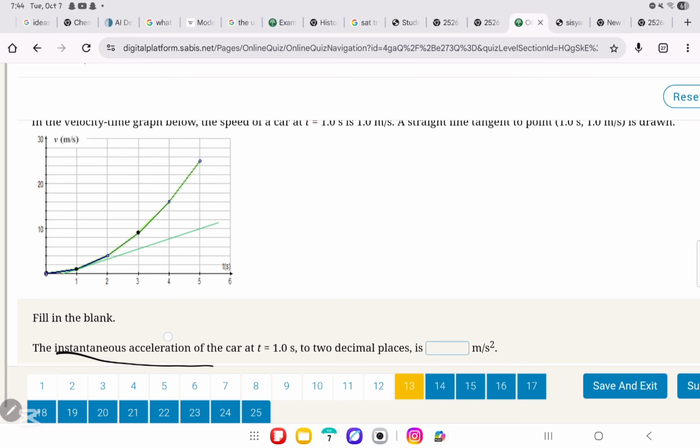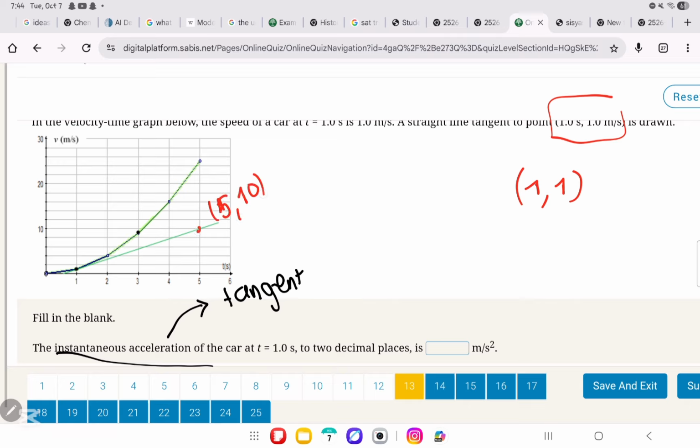When you say instantaneous, not average, you need to take what? You need to take the tangent. And thankfully, they gave us the value of the tangent. And they also gave us a point on the tangent, which is 1, 1. So it's up to us to find another point on the tangent, which, for example, I will take 5, 10, right? So now I have another point.